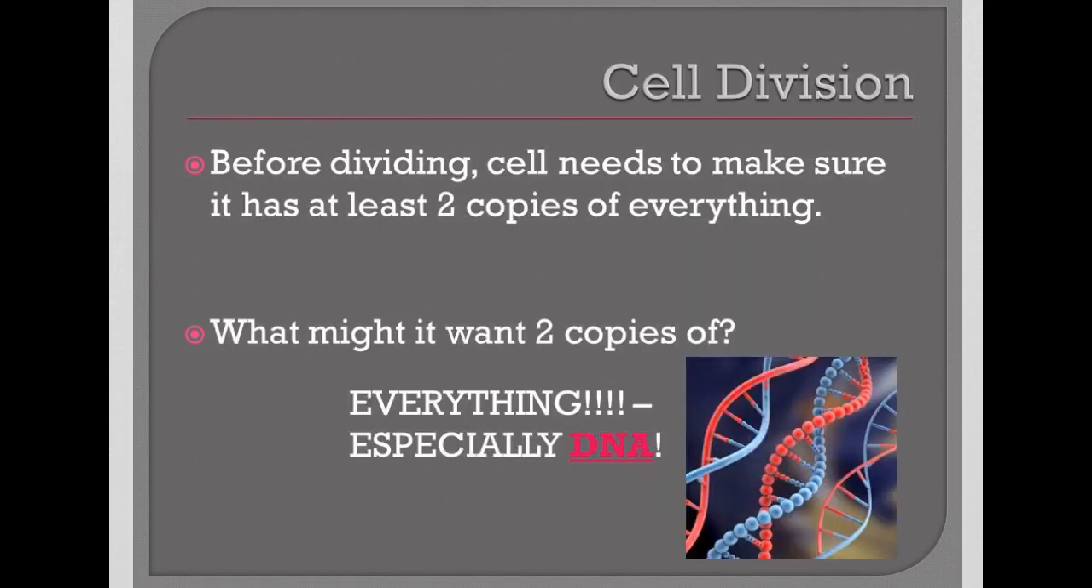And of course, before dividing, we need to keep in mind everything that we've learned up until this point. Before dividing, the cell needs to make sure it has at least 2 copies of everything. And I mean everything. So obviously DNA, and we learned about that in DNA replication, but other things, including organelles, it's going to want to have at least 2 of everything.